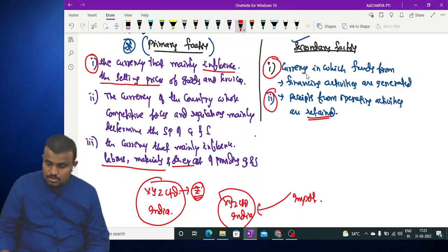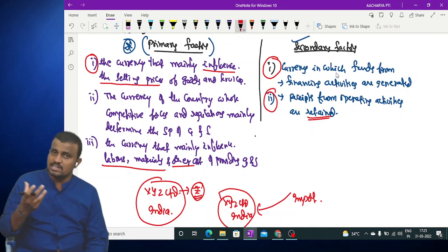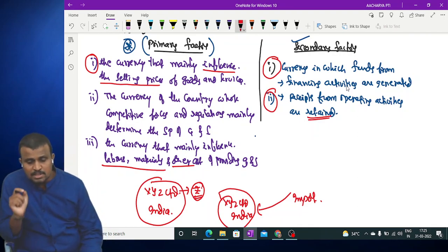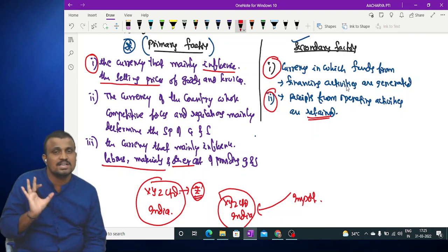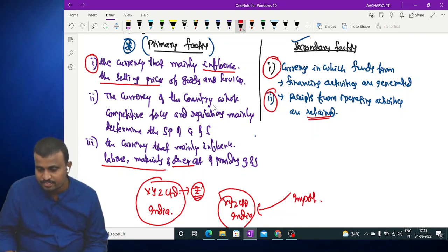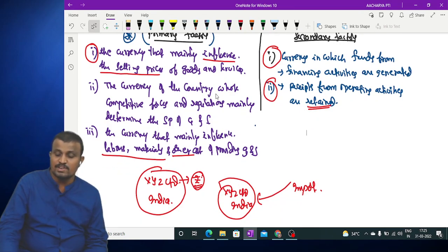So the currency in which funds from financing activity are generated, meaning from where the finance is generated, and the currency in which the receipts from the operating activities are retained. These two factors are considered for determining the functional currency. But remember, these two factors are considered only if the primary factors are not useful for concluding the functional currency. In that case only we use secondary factors. So this is what is meant by functional currency.